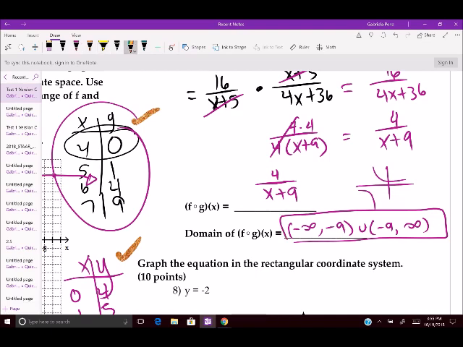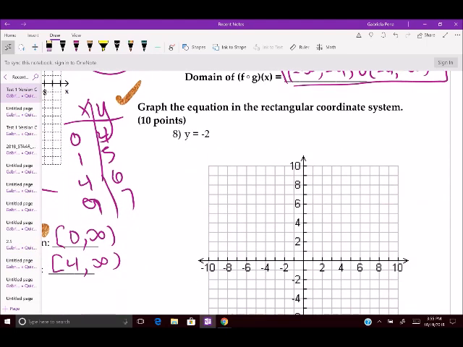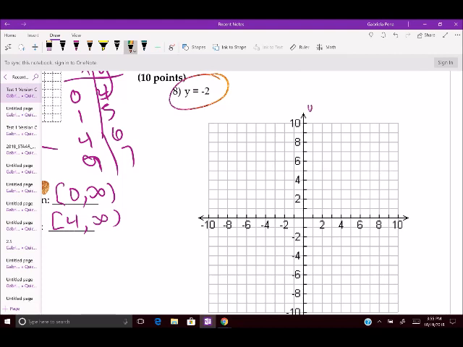And the very last problem, easiest problem, please don't miss it. Y is a negative 2. So we go to our y-axis, we look for a negative 2, and we graph that line right there. This is the line of y equals negative 2.